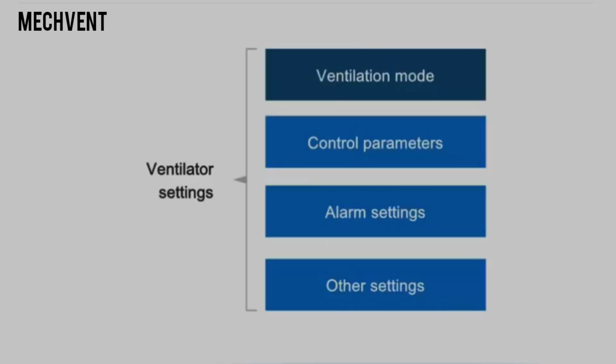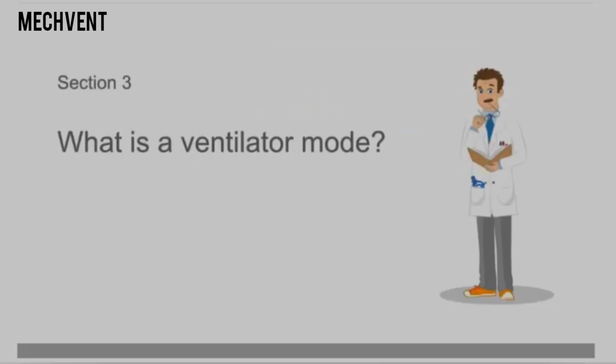There are several categories of ventilator settings, each defines a specific aspect of ventilator operation. Common ventilator settings are ventilation mode, control parameters, and alarm limits. Mechanical ventilation therapy is optimal only when all settings are appropriate. What is a ventilation mode?